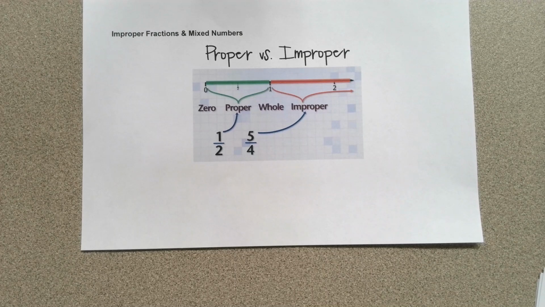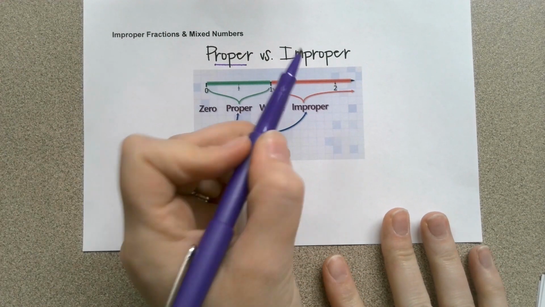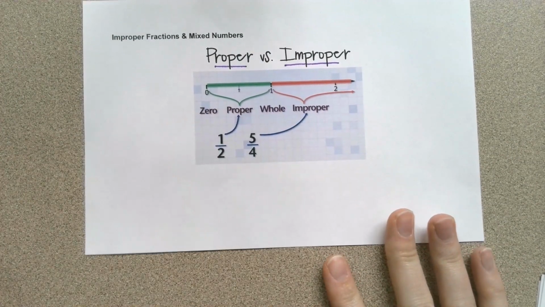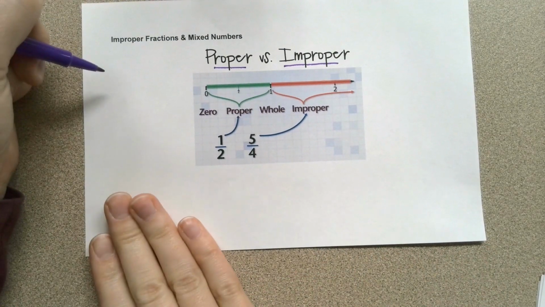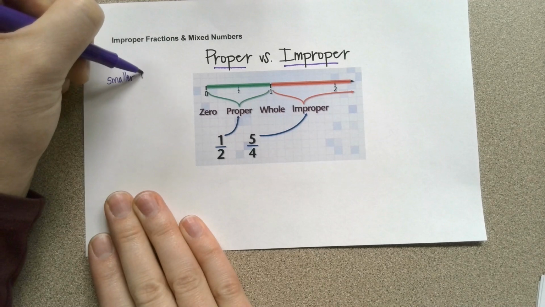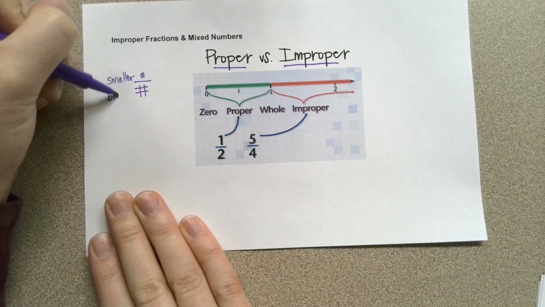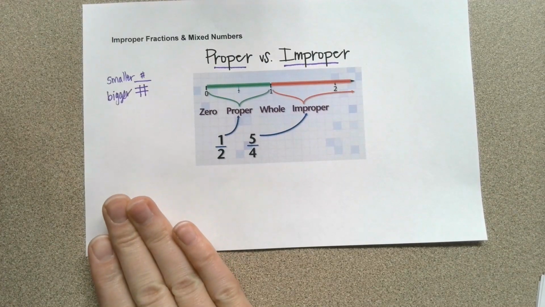Fractions can be represented in two different ways. One way is as a proper fraction, the other way is an improper fraction. And what that means is proper fractions have a smaller top number over a bigger denominator, a bigger bottom number.